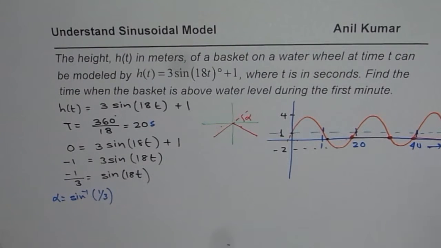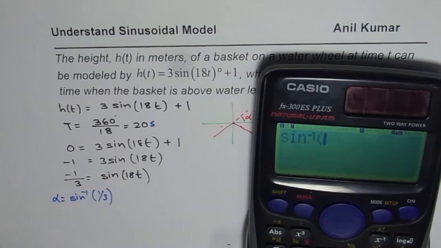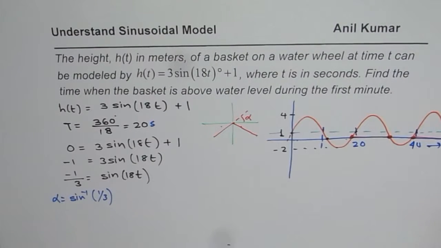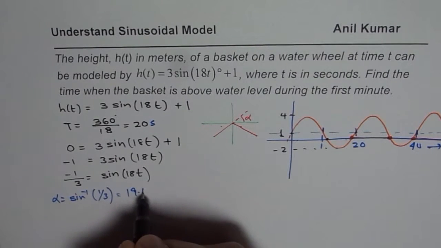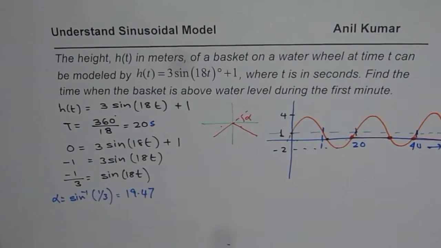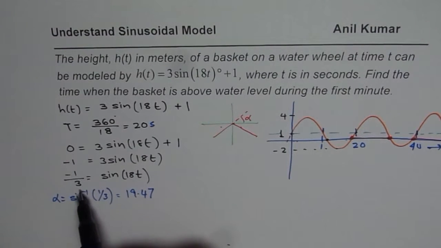So we'll do sine inverse of 1 over 3, which is sin⁻¹(1/3), equals 19.47. So that gives us 19.47, right? So 19.47 is the angle when it will be 1 over 3.